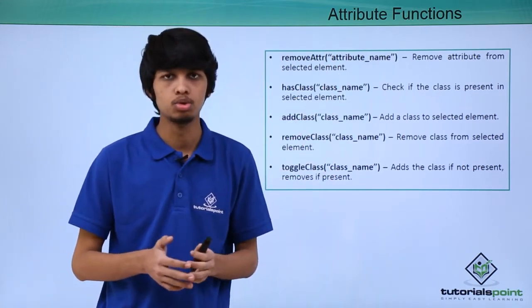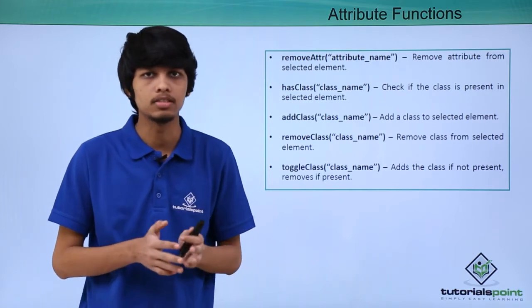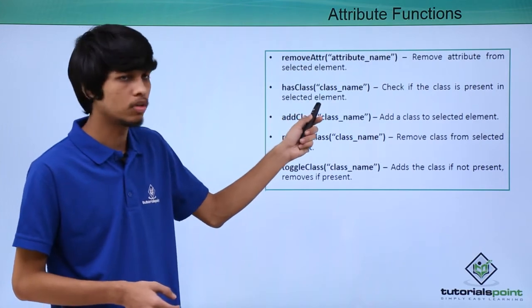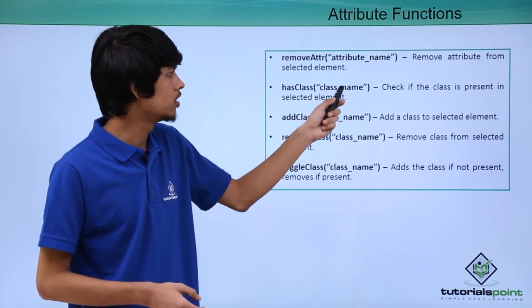Next in the list is hasClass. The hasClass function is used to check if a particular element has a particular class or not. To check the class, we have to use the hasClass function followed by the name of the class in brackets.